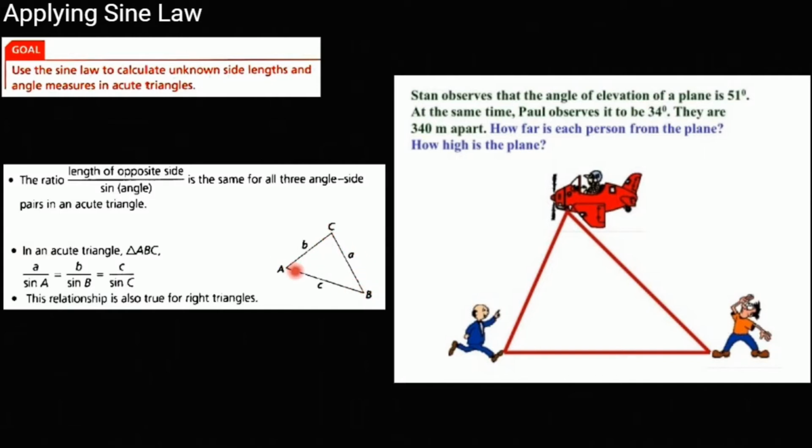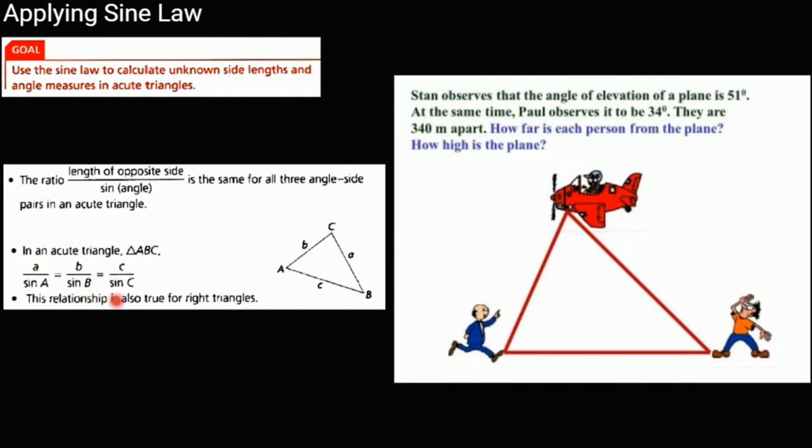So angle A, angle B, angle C. The lowercase letter a is the side length opposite to angle A. Lowercase c is opposite side to the angle C. And lowercase letter b is opposite side to the angle B. So in an acute triangle ABC, a over sin A equals b over sin B equals c over sin C. This is the sine law.